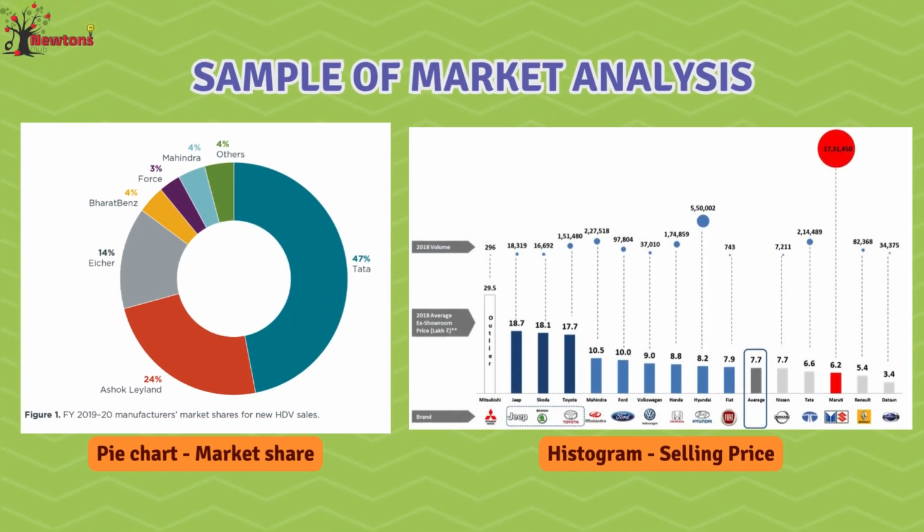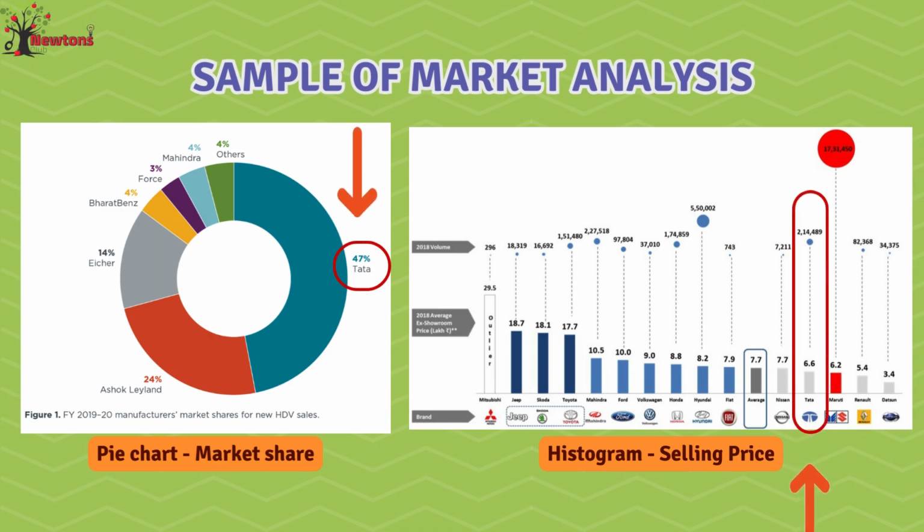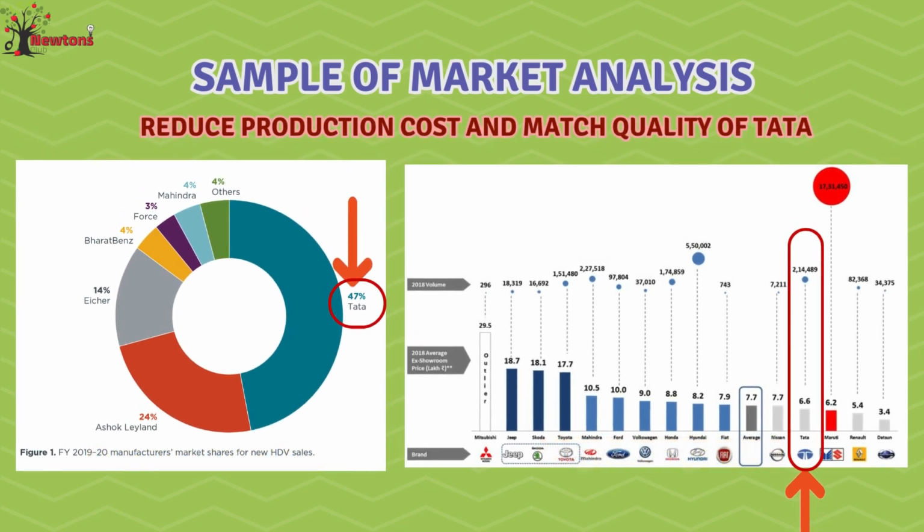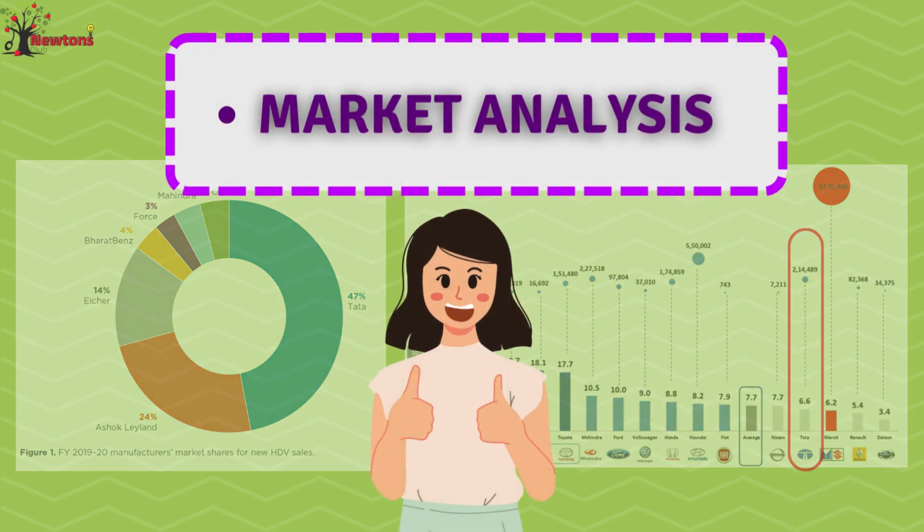Seeing this, we can clearly say that Tata has major market share, almost half of the market. You see, the prices are less than the average, which might be why Tata has such a high market share. If I were in the rival company of Tata, I might say, reduce the production cost and match the quality of product, and we can increase our market share very easily. This is exactly why market analysis is important, to understand our position and to make strategic plans to improve our business.